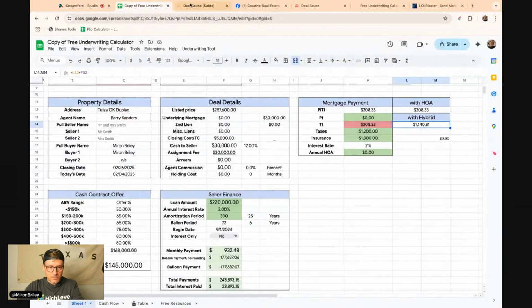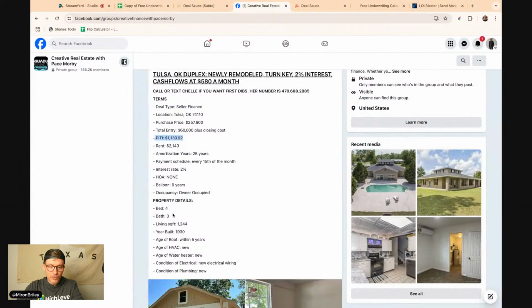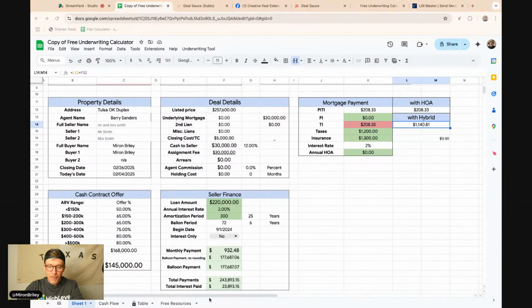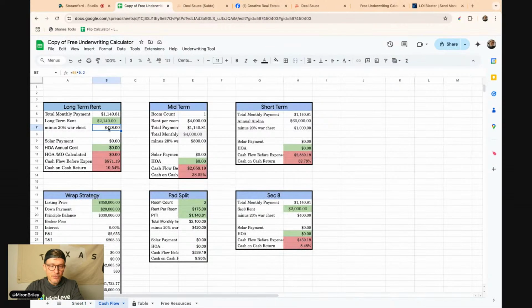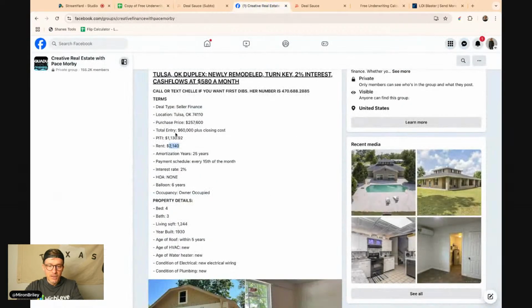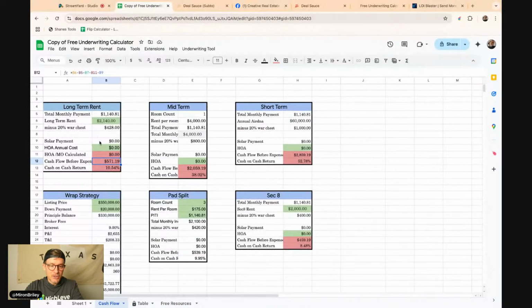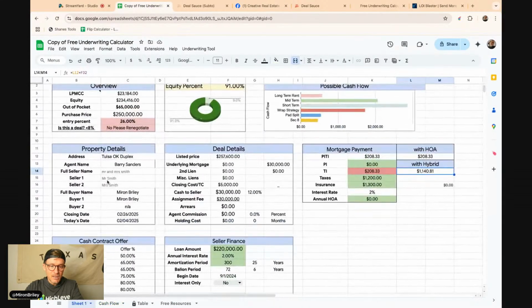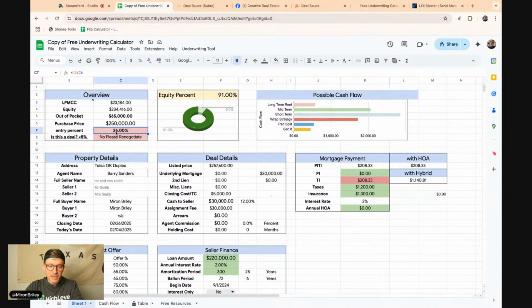Cool. So he's saying the rent is 2140. And this is a pretty good deal, if this is all correct and it's cash flowing like $1,000 a month. Let's see what the entry fee is. The entry is 26%. Dude, that is super high.